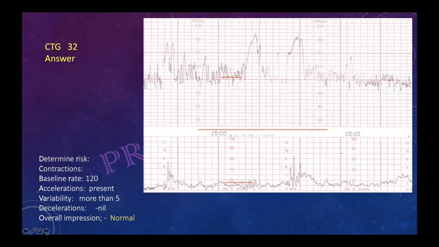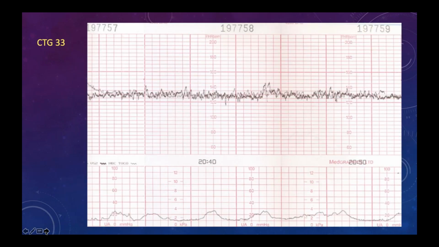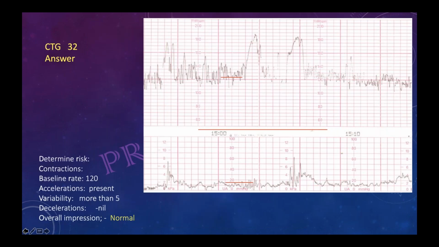Okay, thank you. So if it is reaching 25 and it is more than 25, at that time it will be pathological, isn't it? Yes, more than 25 beats for more than 25 minutes, it will be pathological. Yes.